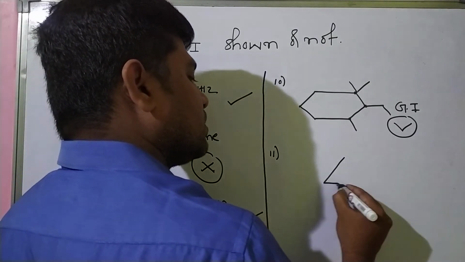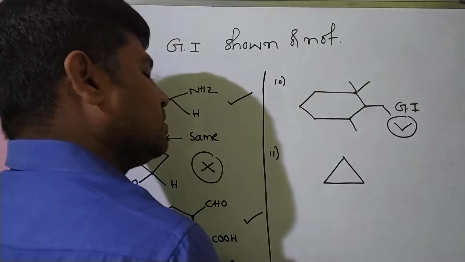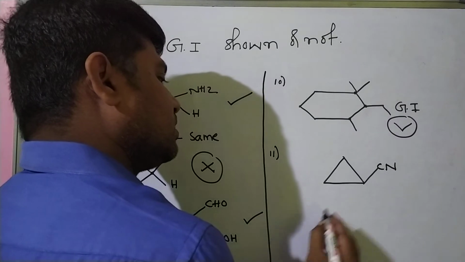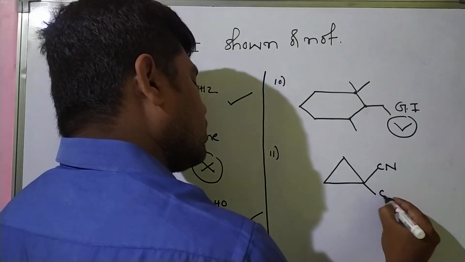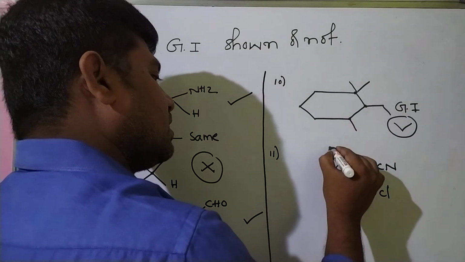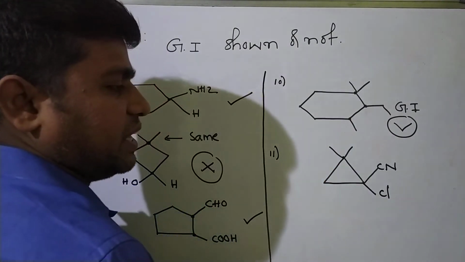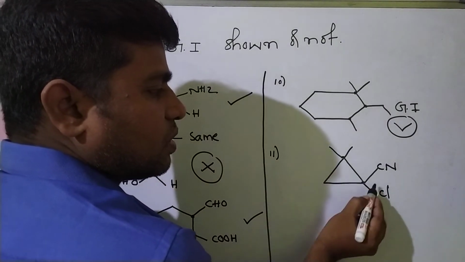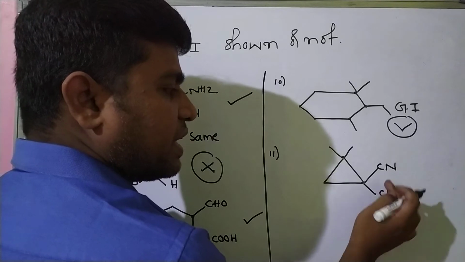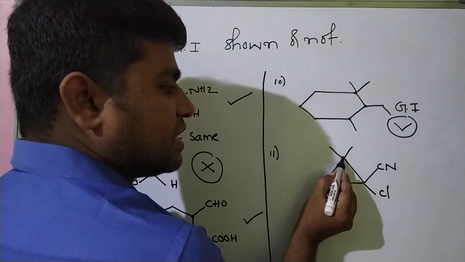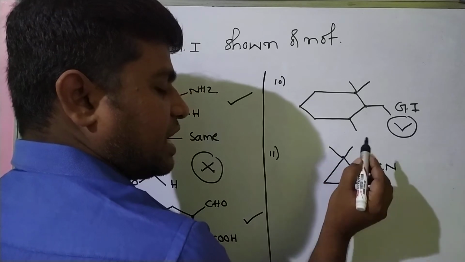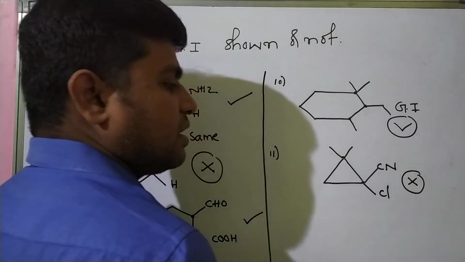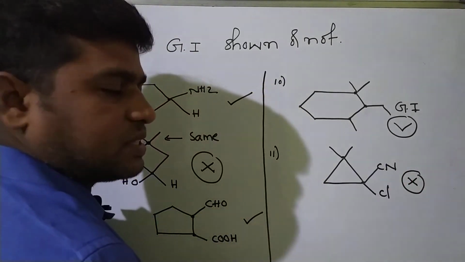So this is cyclopropane. Here cyanide is there. Here chlorine is there. Here 2 methyls. Please students, if we consider these 2 carbons, so this carbon having different groups, okay, A not equal to B, but at this carbon the 2 groups are same, so it will not give geometrical isomerism. So it doesn't give geometrical isomerism.